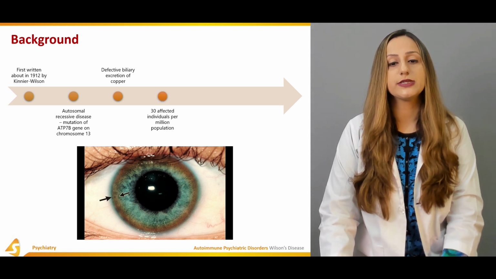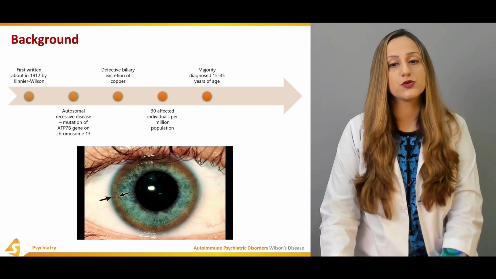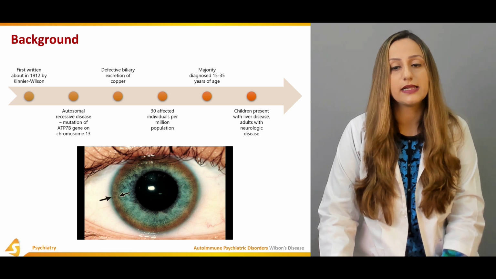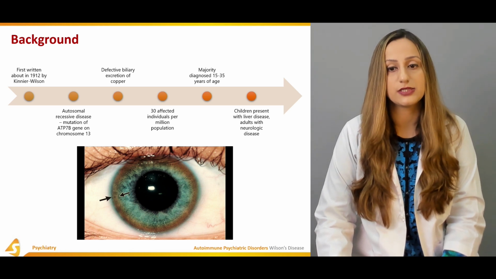30 affected individuals per million population. The majority are diagnosed at 15 to 35 years of age. And the children present with liver disease, while adults present with neurological diseases in these individuals.